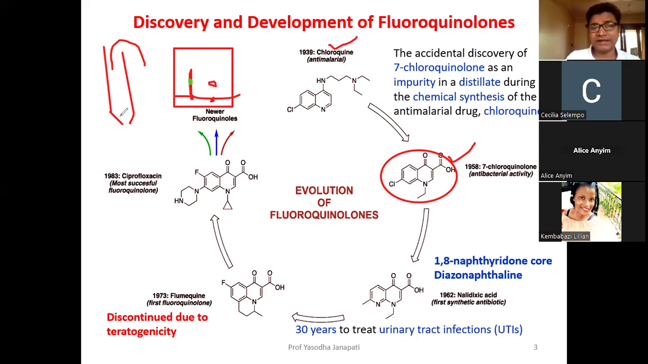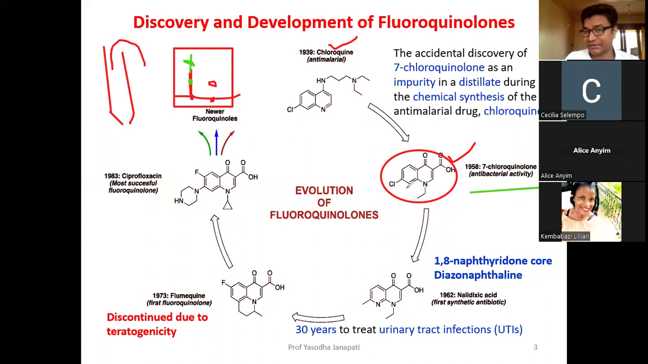Now, you may get two or three more products and you isolate them. One of the isolated products was 7-chloroquinolone. They isolated it and kept it aside. Then when they checked it, it was showing antimicrobial activity.